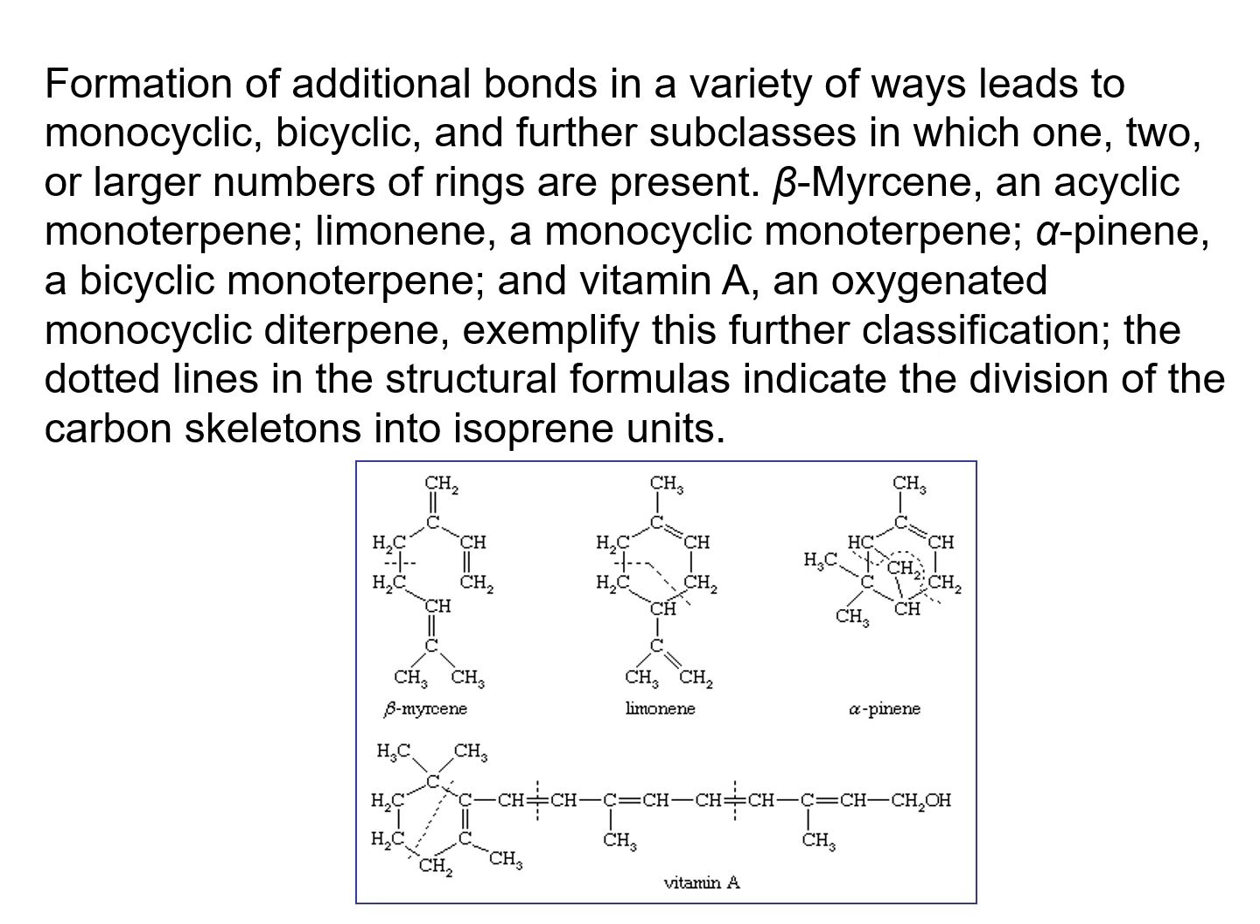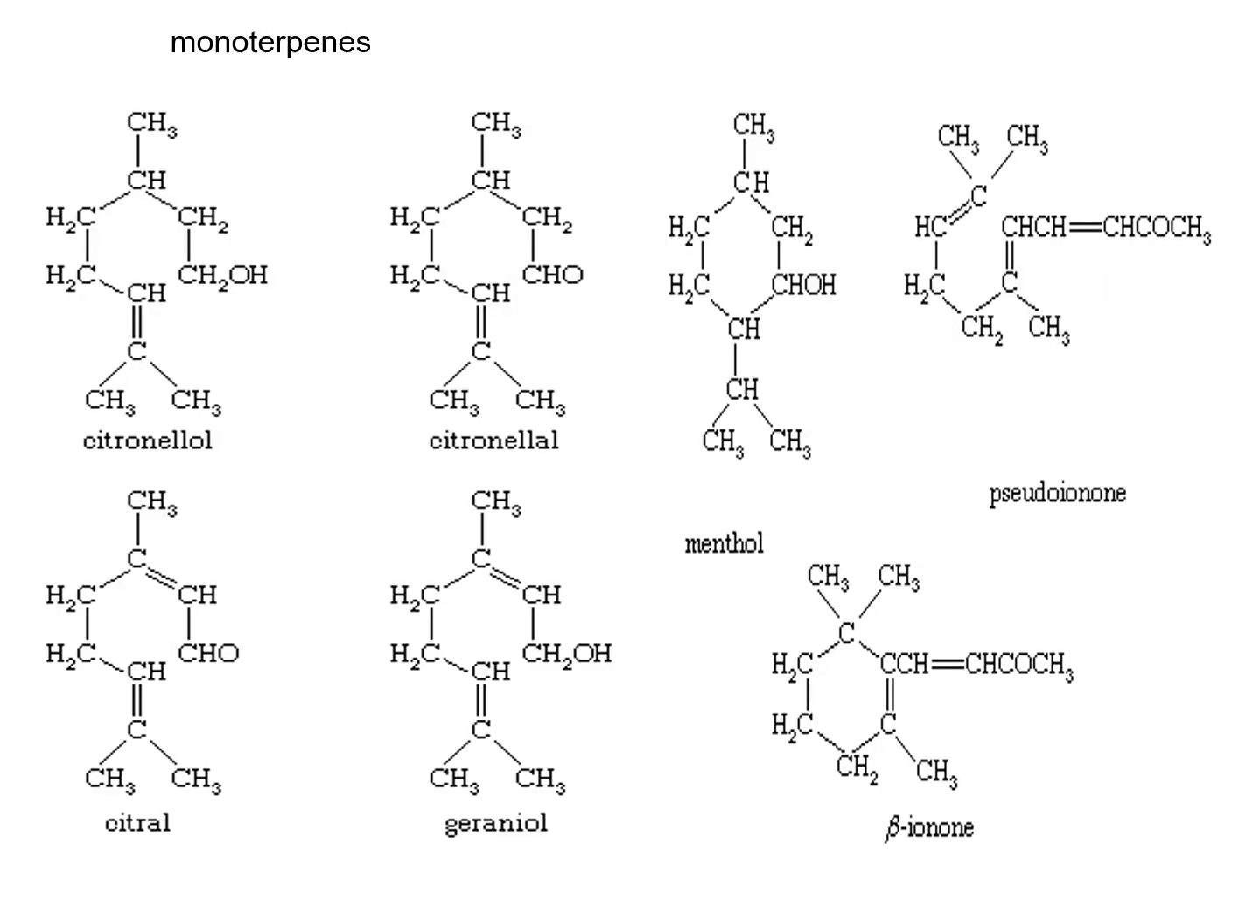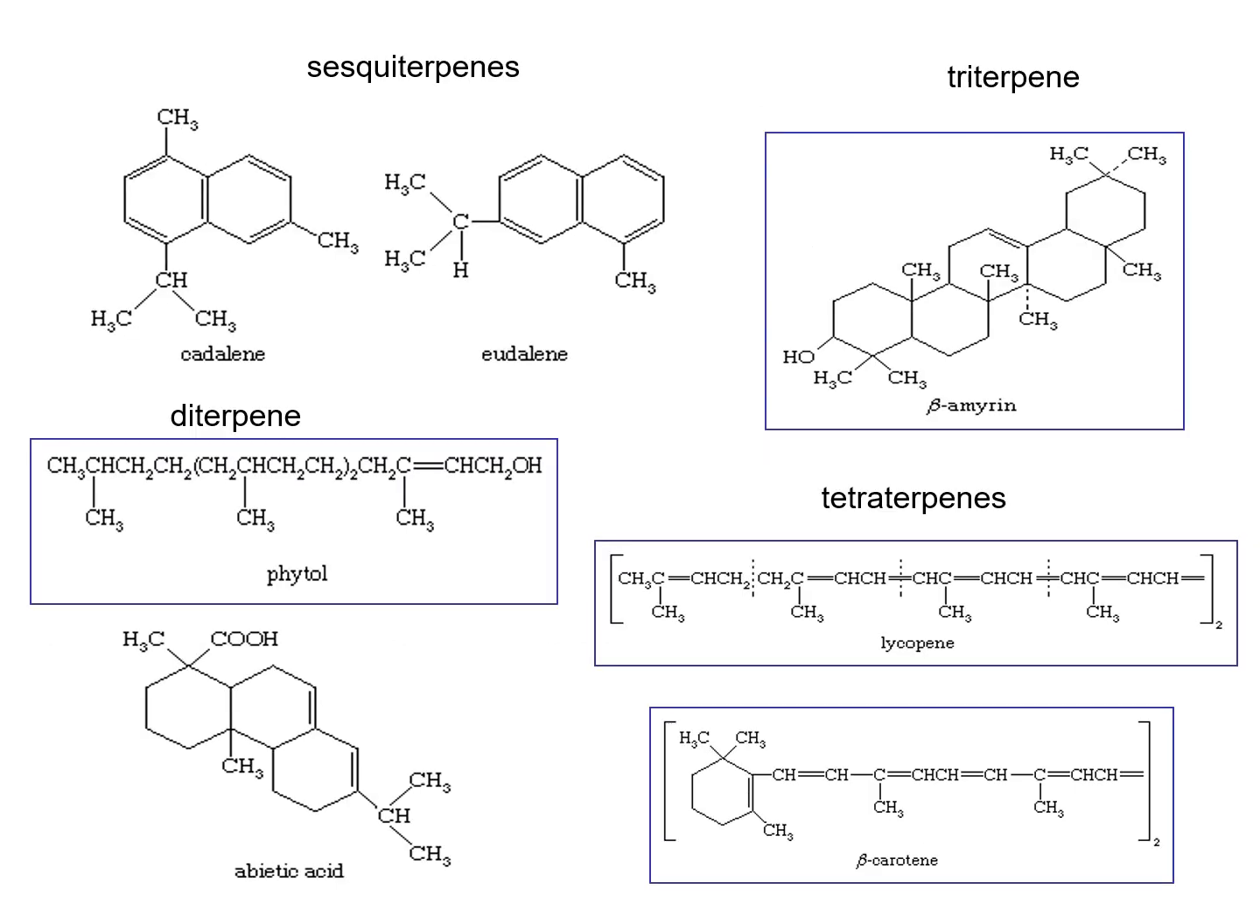So beta-myrcene, limonene, alpha-pinene, and vitamin A are different classes of terpenoids. You have to see that monoterpenes are there, for example citronella oil and citronellol, which has an OH group, and citronellal, which has an aldehyde functional group. Menthol is there, and geraniol by itself, citral, and pseudo-ionone, where pseudo means false. So it seems to have a false ketone functional group. That means this is a different class of monoterpenes.